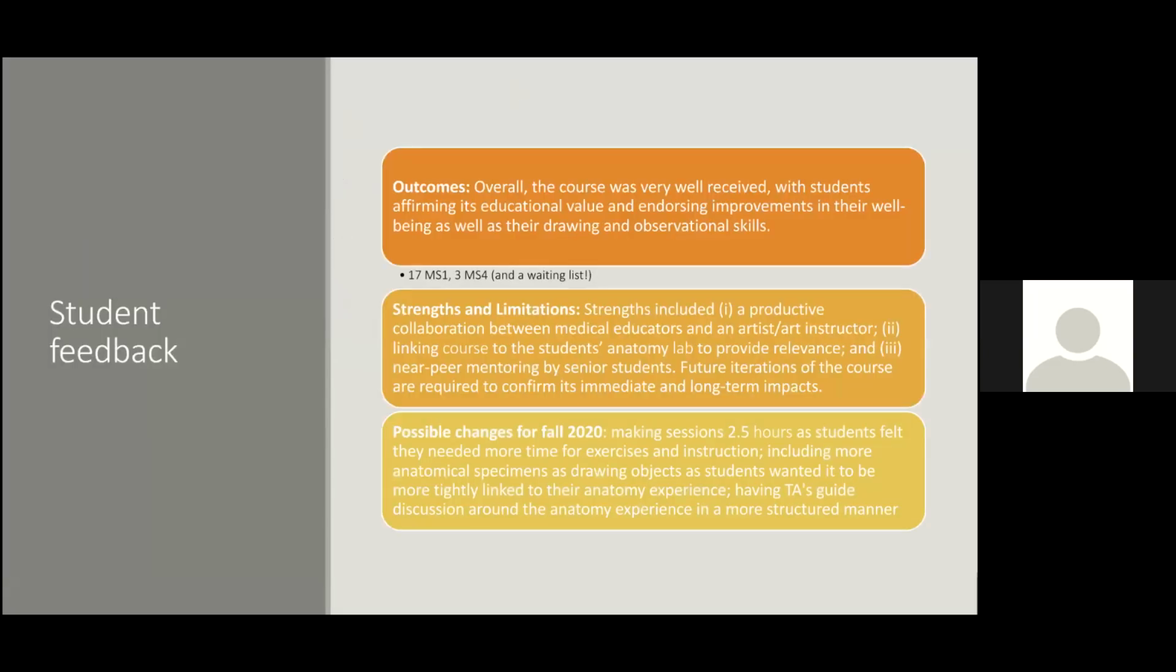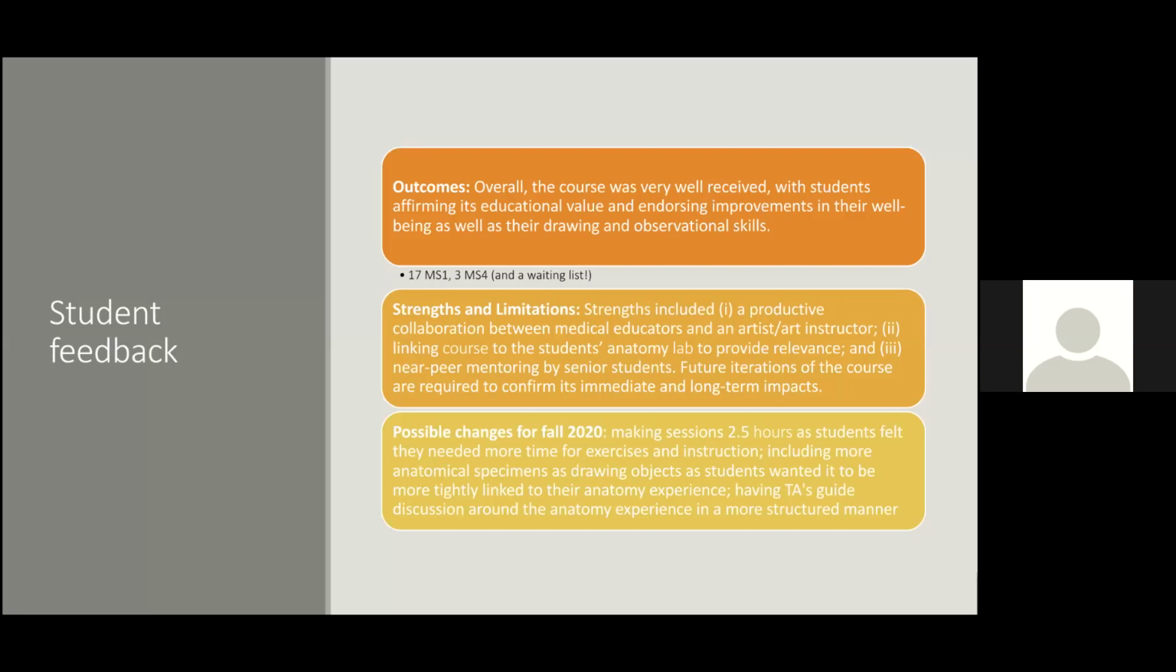So we did have some outcomes. This was qualitative data that we got from our students. The course was very well received. Students affirmed its educational value and endorsed improvements in their well-being, as well as their drawing and observational skills. And just to note, we had 17 first-year students involved and 3 fourth-year students as teaching assistants. And unfortunately, it broke my heart to say no. We had a waiting list, but we just could not accommodate the numbers that wanted to take the class. So the numbers that were involved represented about 12% of the first-year class.